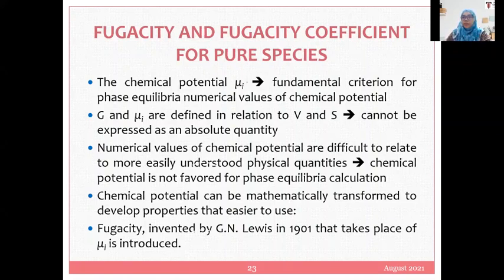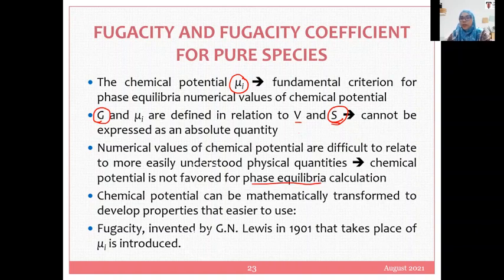Okay, back to the definition of chemical potential, denoted by mu i. It describes the fundamental criteria for phase equilibrium. Numerical values of chemical potential: the chemical potential is defined based on the Gibbs or generating function that relates to the volume and the entropy, which cannot be expressed as an absolute quantity because we have the entropy in the expression. Numerical values of chemical potential are difficult to relate to and more easily understood in terms of physical quantities, so chemical potential is not favorable for phase equilibrium.